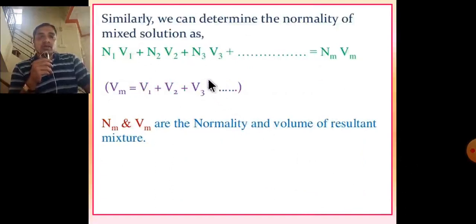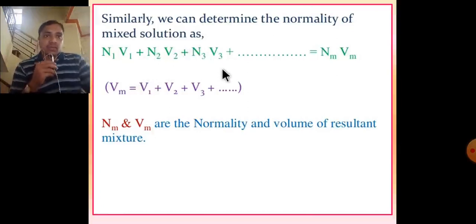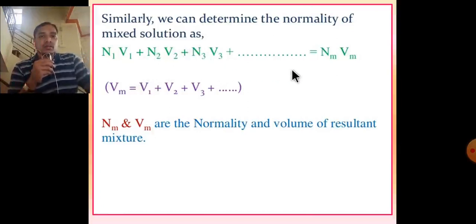Similarly, related to normality, we can determine the normality of the mixed solution as n1 v1 plus n2 v2 plus n3 v3 and so on, the normalities and volumes of the solutions, is equal to nm into vm. vm is equal to the volumes of the solutions v1 plus v2 plus v3 and so on. nm and vm are the normality and volume of the resultant mixture.